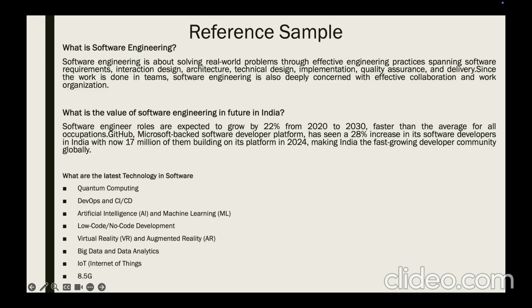Now again on the screen you can see a reference sample question along with the answer. Again I would love to mention here that if you need course specific question answers, you can message us on the given WhatsApp number. You will get a PDF for the same.